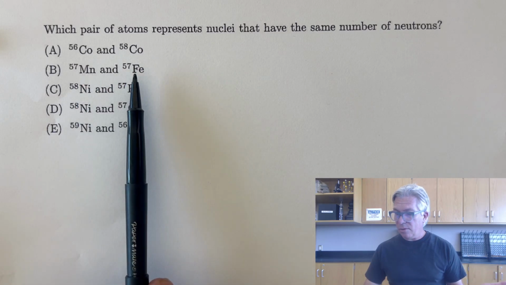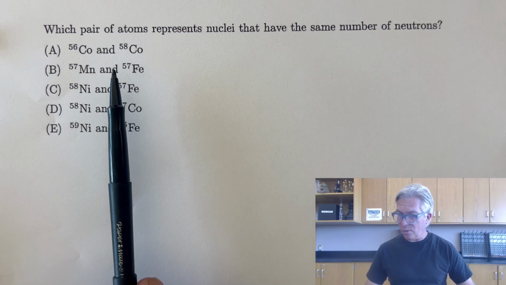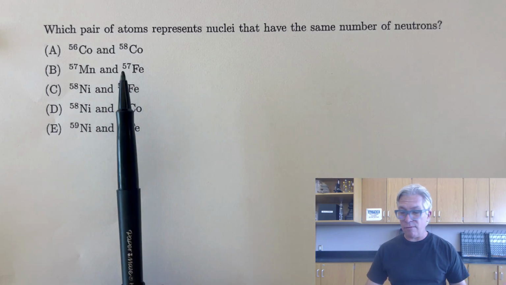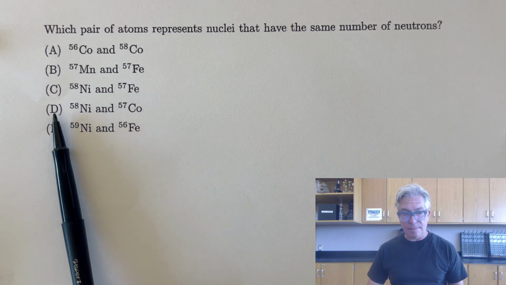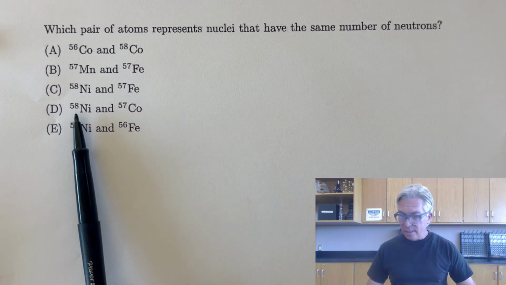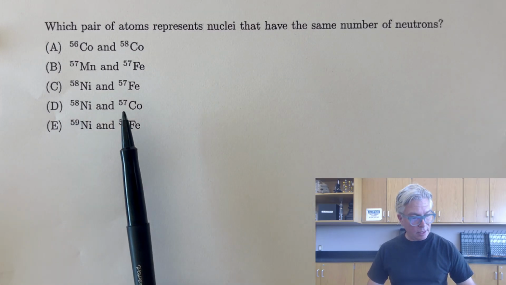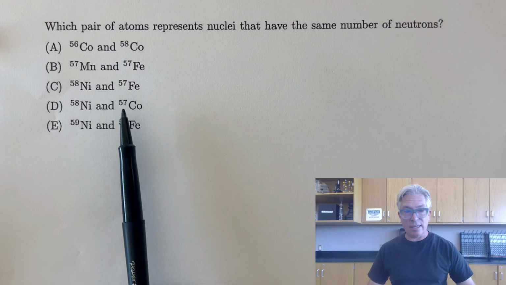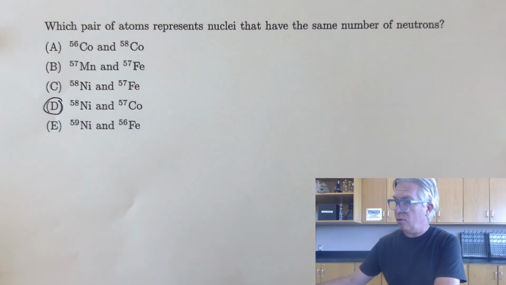Manganese and iron, both at 57 each. But manganese has 25 protons, iron has 26. If you subtract them both, you get a different value. The one that gives you the correct value is D. Nickel is element number 28, subtracting gives you 30. And cobalt is element number 27, subtracting again gives you 30. So these two have the same number of neutrons.